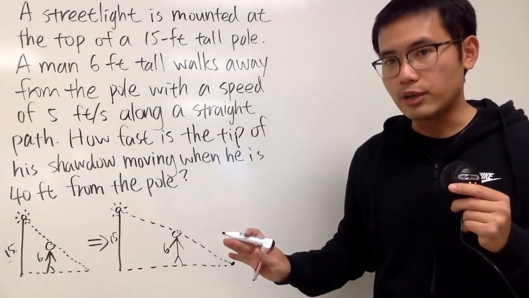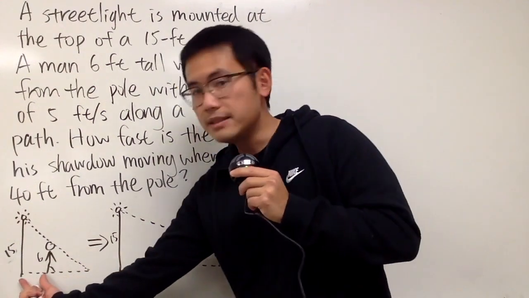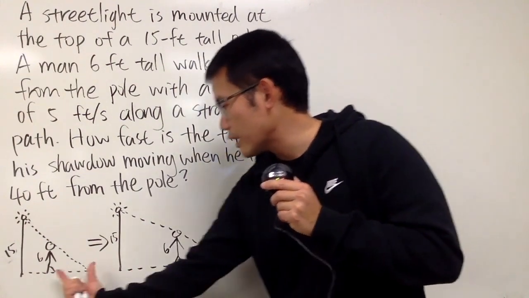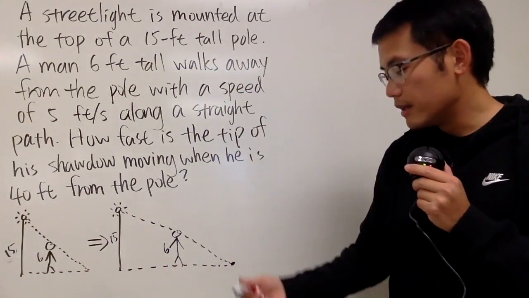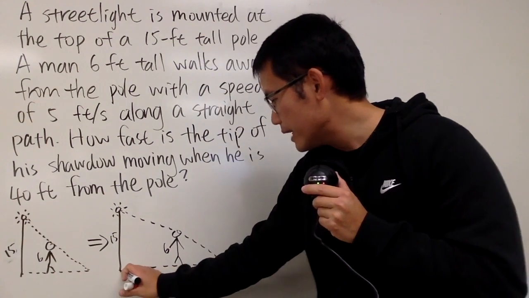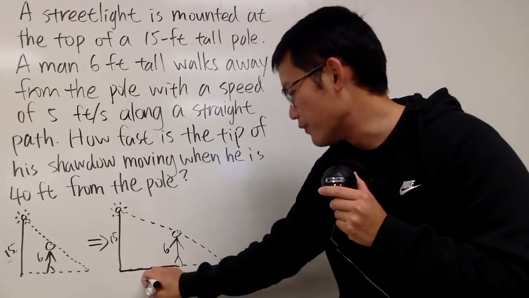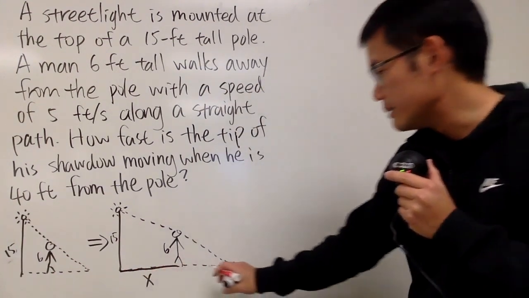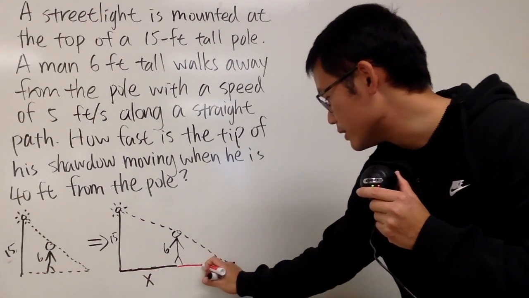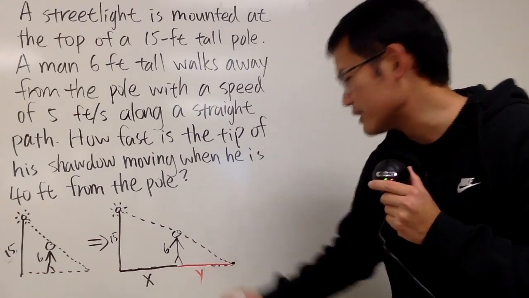These two numbers are not going to change. However, this distance got longer, likewise this as well, right? So right here, I'm just going to label this to be a variable, let's say x. And similarly, I will also have to label this to be another variable, let's say y.